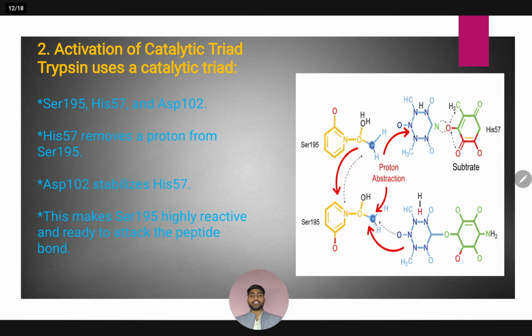This brings us to the engine of the enzyme, the catalytic triad. Trypsin uses three specific amino acids: serine 195, histidine 57, and aspartate 102. Here is how they work together. Histidine 57 acts as a base and removes a proton from serine 195. Aspartate 102 helps by stabilizing histidine 57. This process makes serine 195 highly reactive and ready to attack the peptide bond.